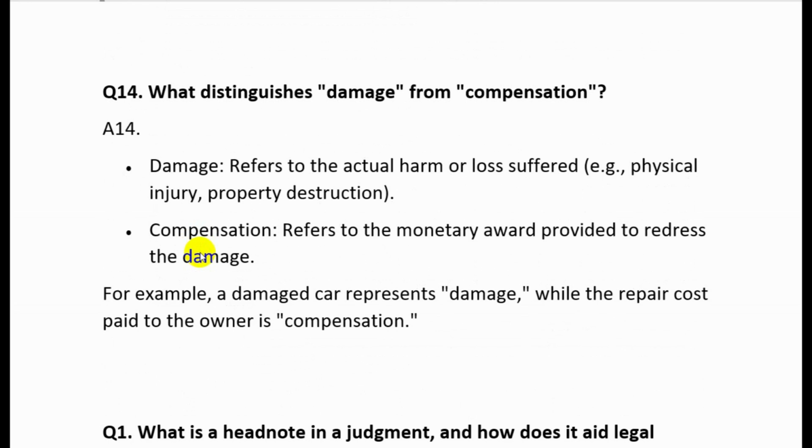What distinguishes damage from compensation? Damage refers to the actual harm or loss suffered. Example, physical injury, property destruction. Whereas compensation refers to the monetary award provided to redress the damage. For example, a damaged car represents damage, while the repair cost paid to the owner is the compensation.